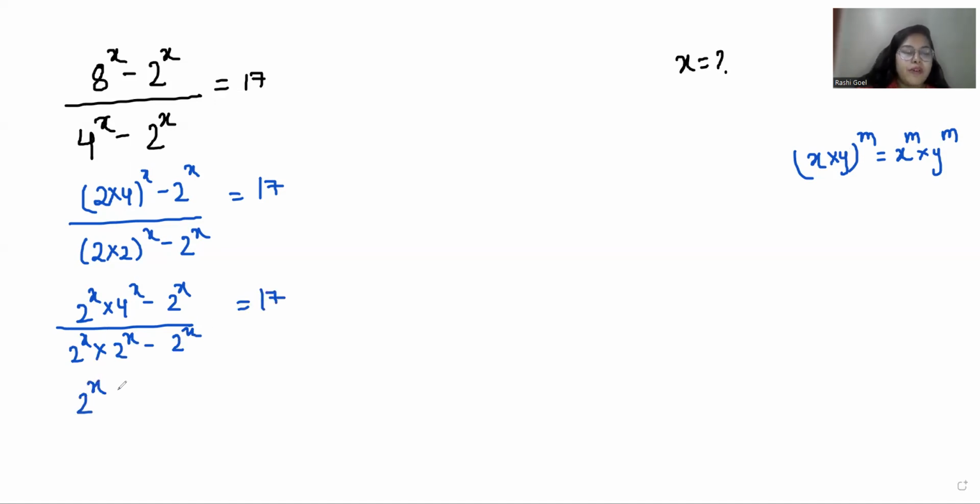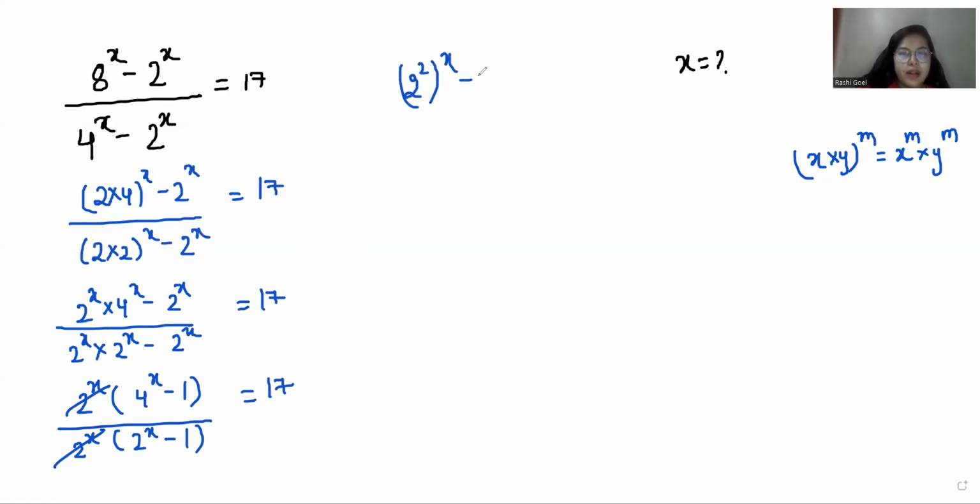Now I can take 2^x as common. So (4^x - 1) / (2^x - 1) = 17. So we can cancel out this. Now 4 we can write as 2 squared, so ((2^2)^x - 1^2) / (2^x - 1) = 17.